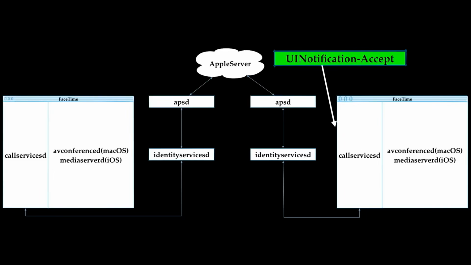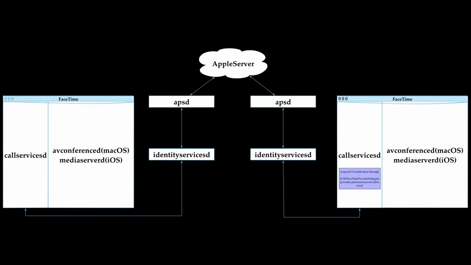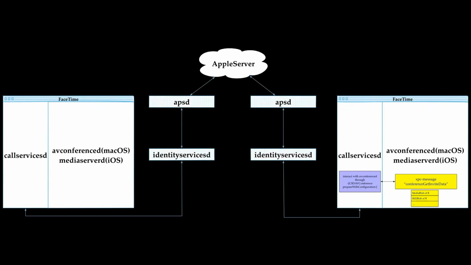And now the UI will pop up to tell you that you have a new FaceTime invite. Do you want to accept? And we click the accept button. It will generate a UI notification. We can call it UI notification accept. So the UI notification will be sent to CallServicesD. And CallServicesD will also handle the notification through another handler function and do almost the same thing we did on the local side.